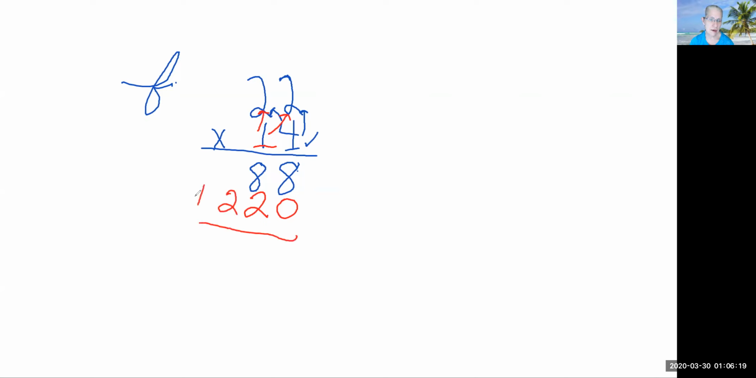Okay, let's add it. 8 plus 0 is 8. 8 plus 2 is 10. Put 0 in the tens column. Carry your 1 to the hundreds column. And you should have 1 plus 2 is 3. And your answer should be 308. Did you get 308 for F? You did? Good. If not, keep practicing because we are going to do another problem.